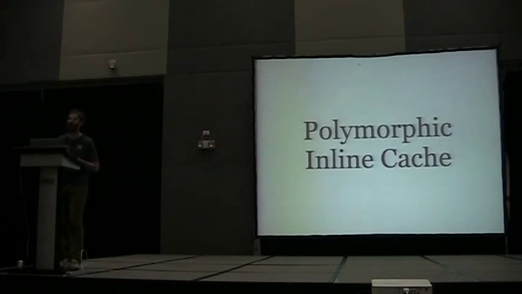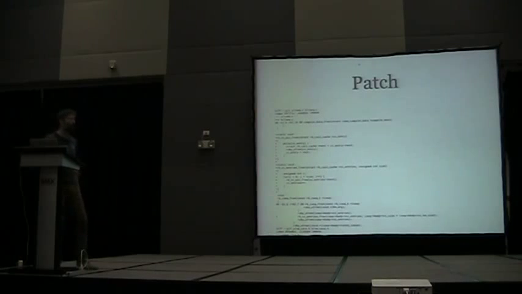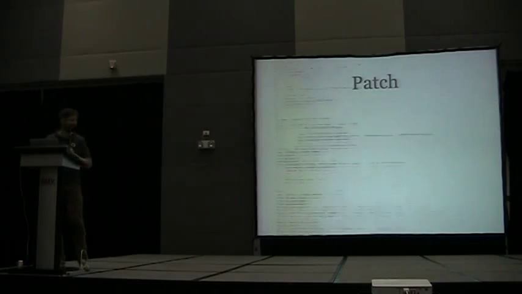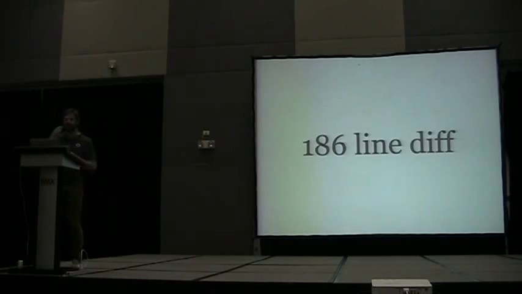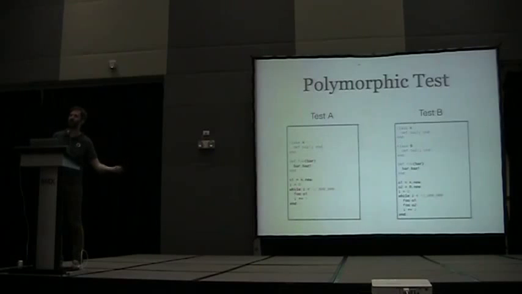So I wrote a patch to actually do this with MRI. This is what the patch looks like. I want you to read it very carefully because there's going to be a test later. It's a little bit long. No, it's okay, actually it's not too bad. It's a 186 line diff, so not too bad, and that's all white space and whatnot. Plus it's C code, so 180. Come on, not bad.